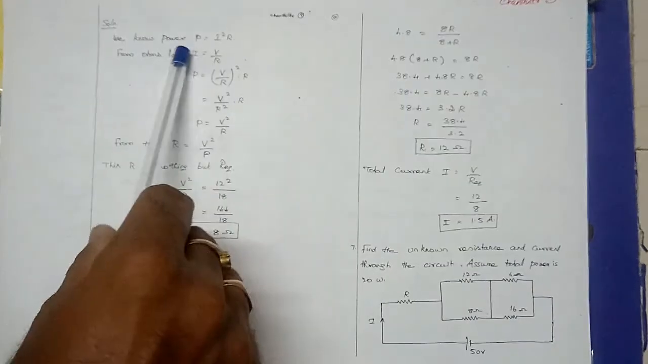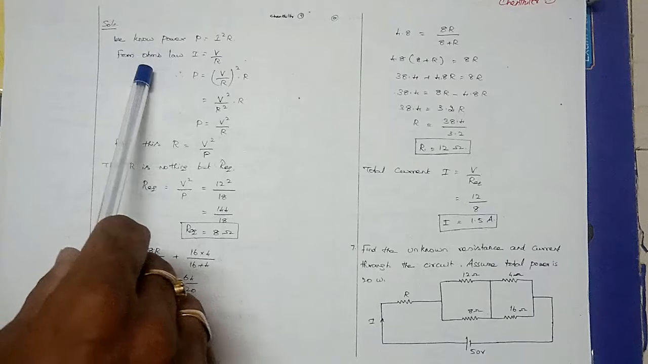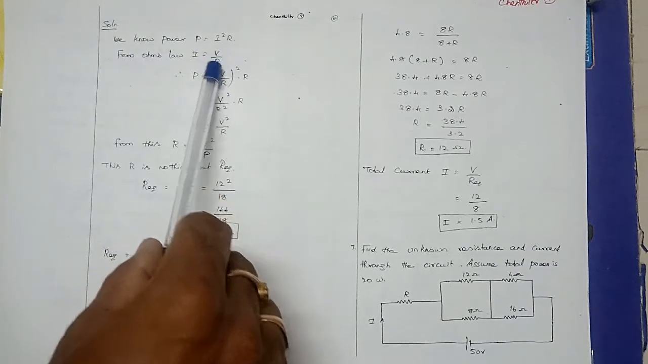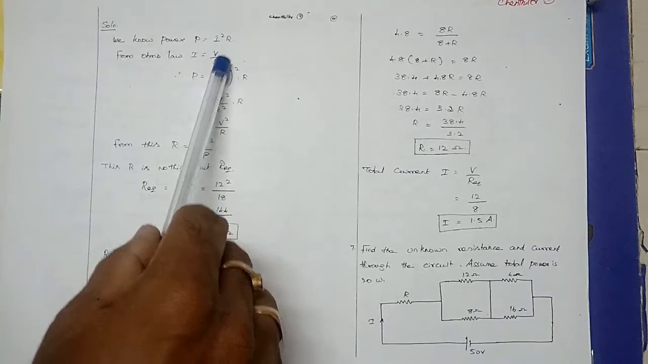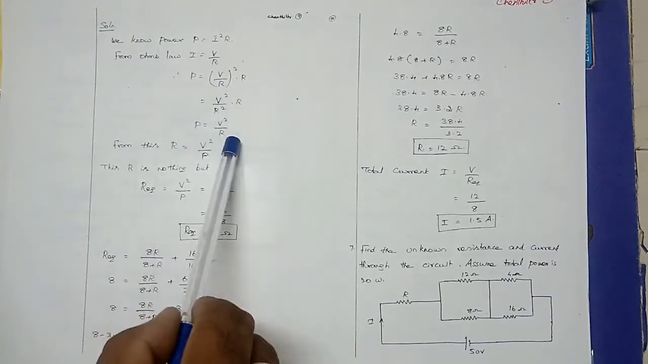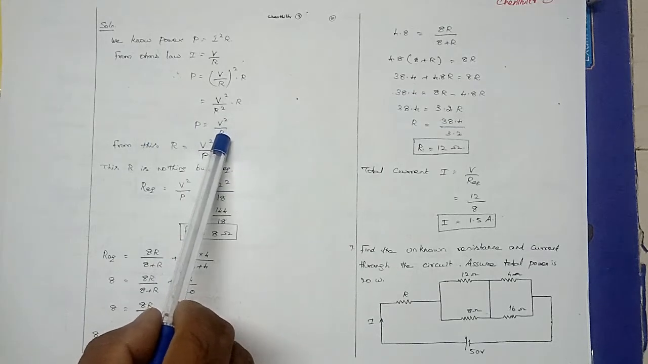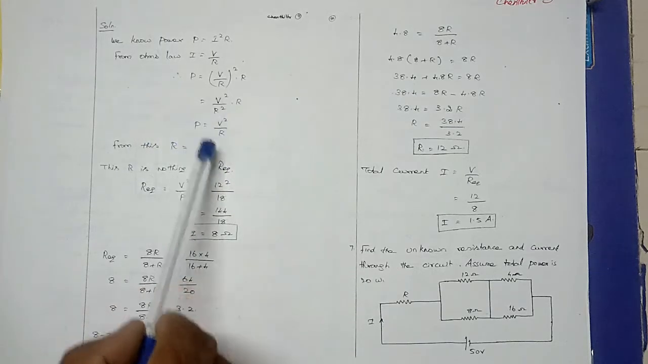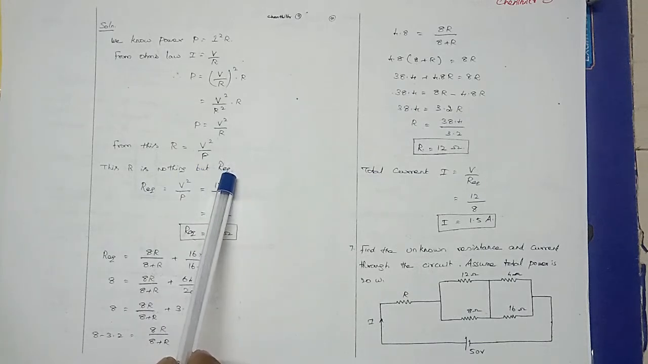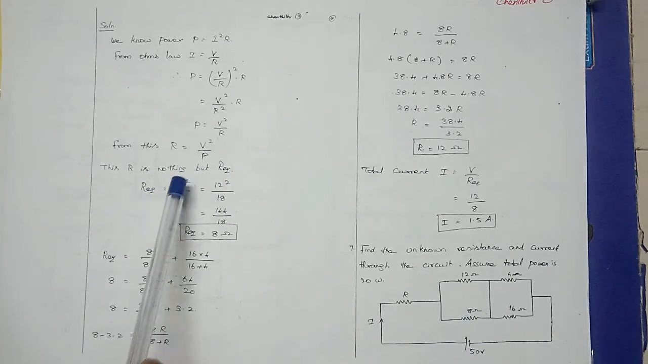So we want to find out what is R. We know power is given by I square into R. So from Ohm's law, I equal to V by R. So we can substitute this value of V by R here. So you can simplify it and we will get this. So from this we can find out what is R. So R equal to V square by P. So this R is nothing but the equivalent resistance. So R equivalent equal to V square by P.